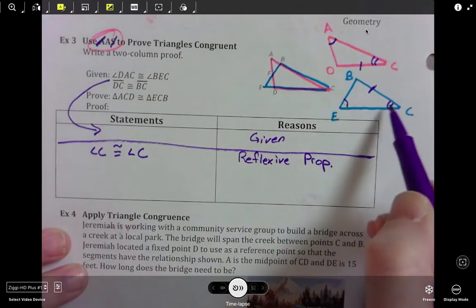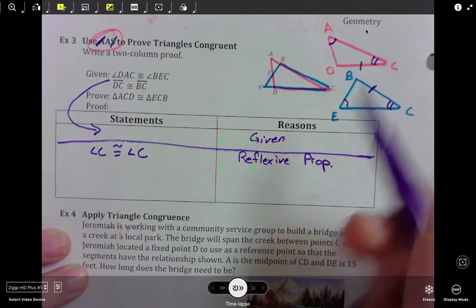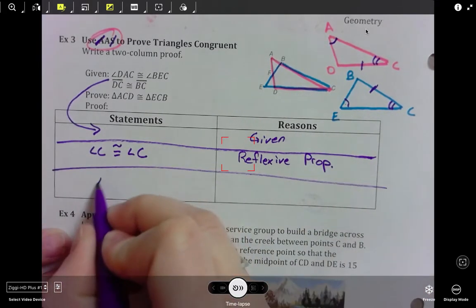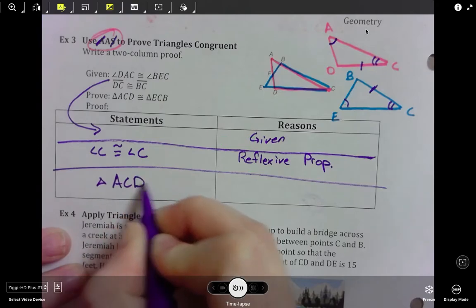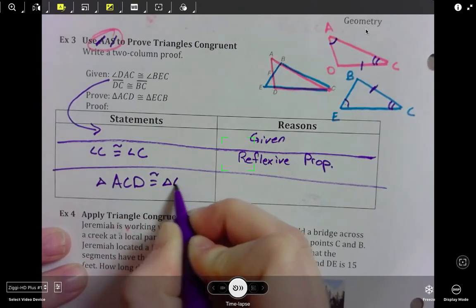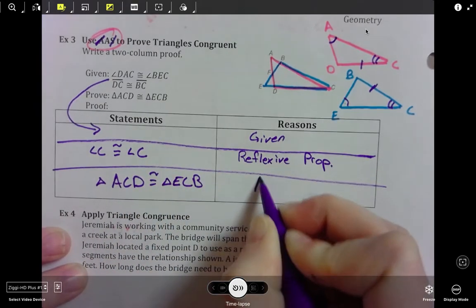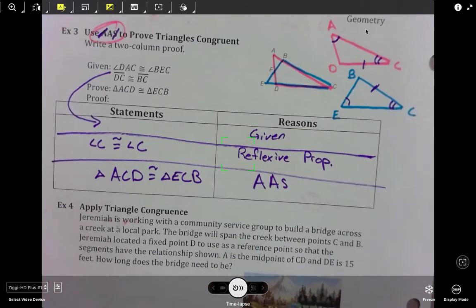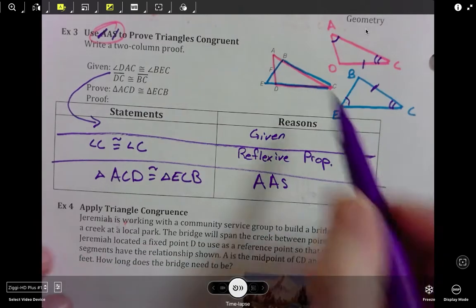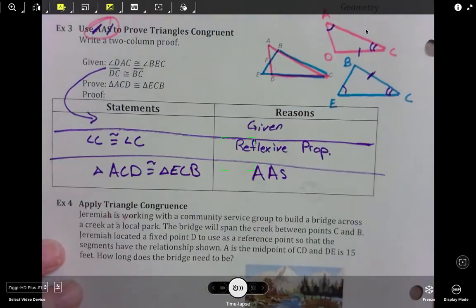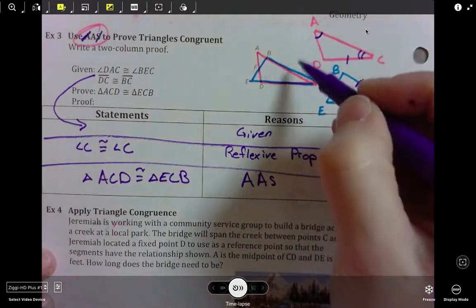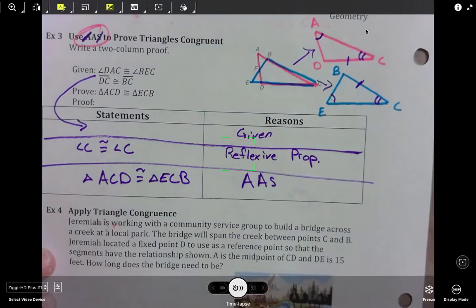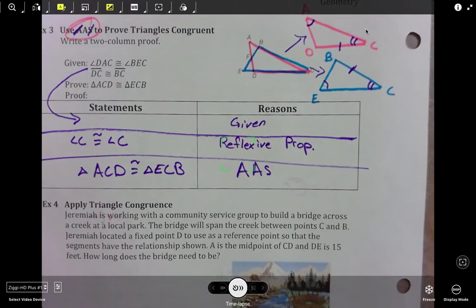Well, that gives us angle, angle, side. Angle, angle, side. So I can say triangle ACD is congruent to triangle ECB, and that's the angle, angle, side property. Done. That was a really nice proof. I kind of like that one. It's hard to see when you have those two triangles together like that. So if it helps you, separate them into the two pieces, and that really makes it easier.